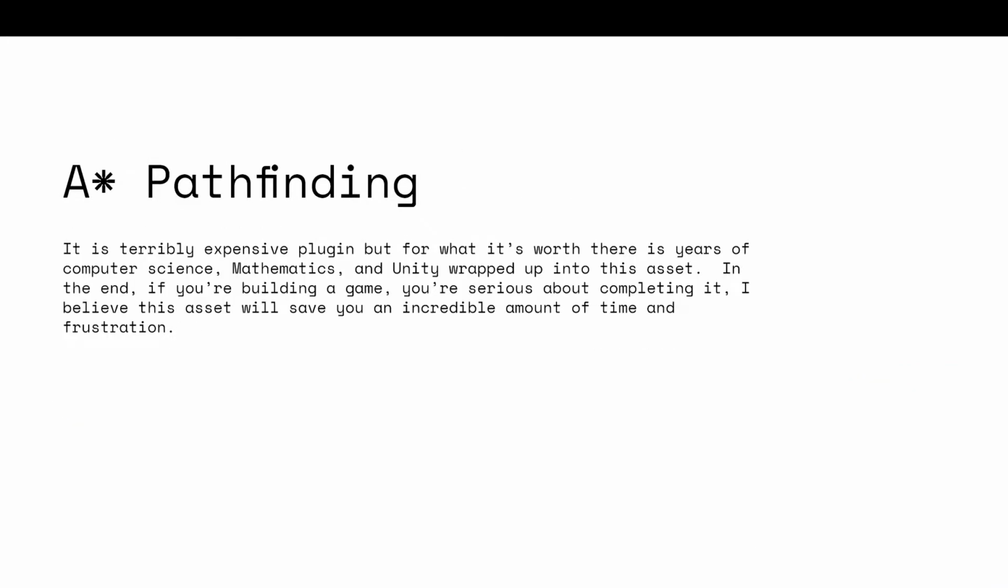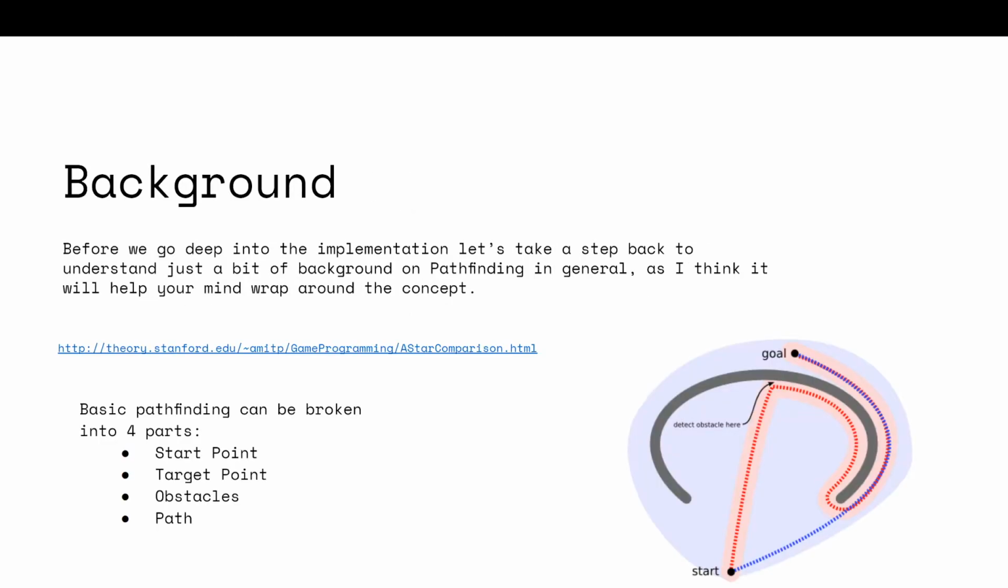So the pathfinding A-star asset is pretty expensive. It's $100. But it's years of computer science, mathematics, and Unity components wrapped into one. If you're building anything and you're serious about completing it and you need pathfinding, this will save an incredible amount of time. Before we look into the demo, let's just get a little bit of background.